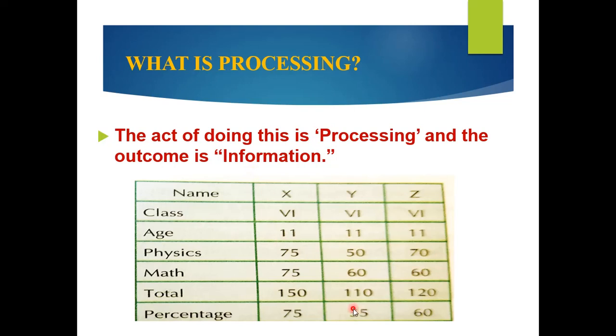Here you can see an example. The total percentage has been calculated. This is processing. Here you can see the marks of 6th standard in section XYZ, the marks scored by the students in physics, maths, and they have calculated the total percentage. The total percentage has been calculated, and the act of doing this is processing, and the outcome which we got is information.